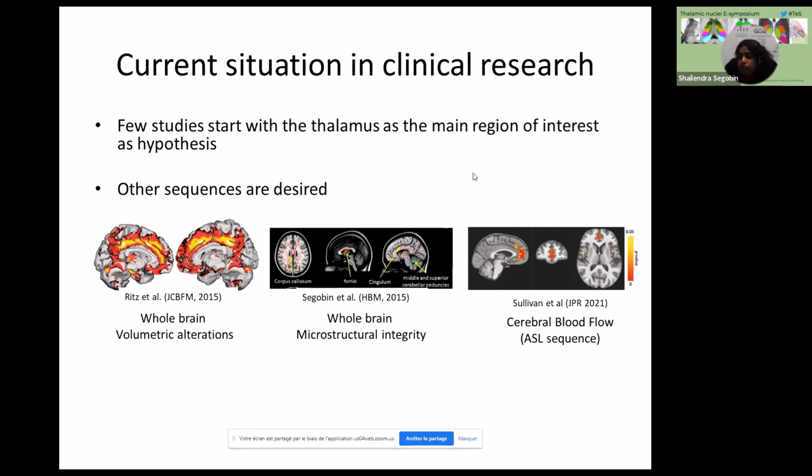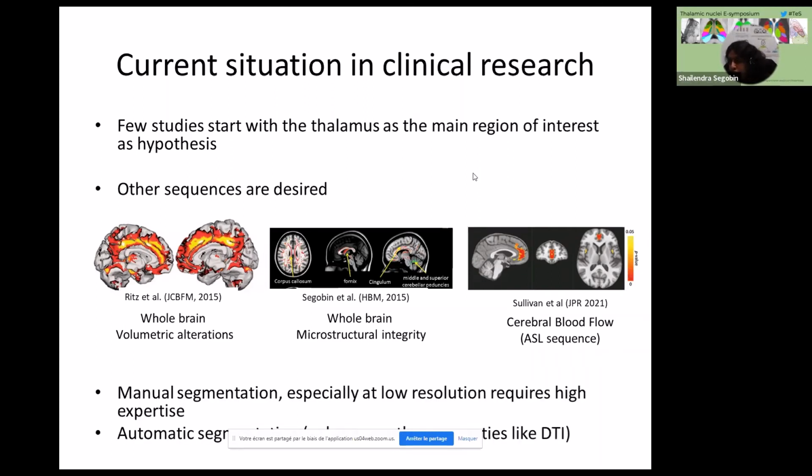And when considering a lower resolution image, one would need high expertise in thalamic cytoarchitecture to be able to distinguish between thalamic nuclei, over and above the fact that this process is time-consuming and prone to human errors. Automatic segmentation methods would therefore be preferred, which would use particular properties of an image, like proton densities, tissue volumes, and even structural or functional connectivity measures.